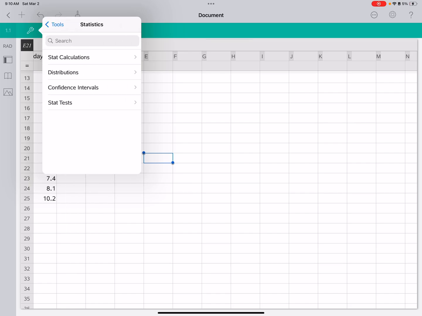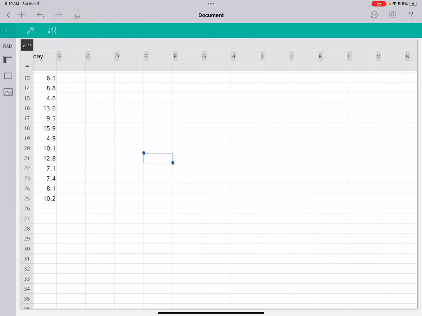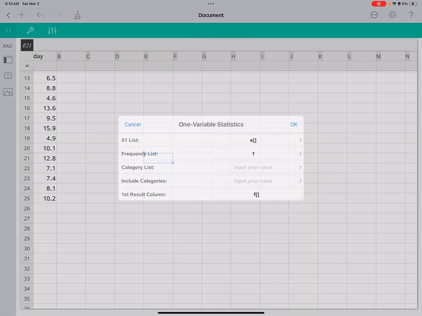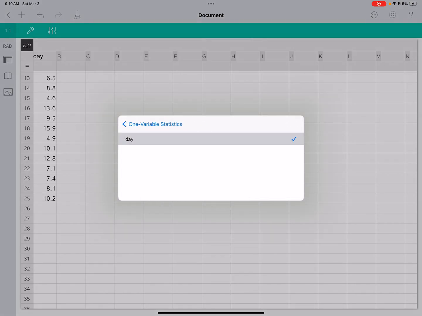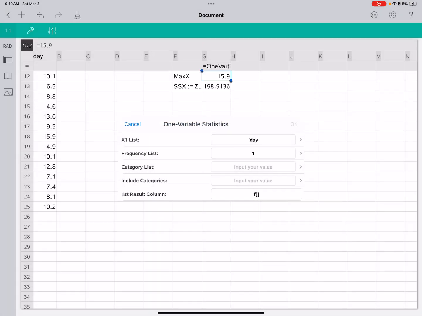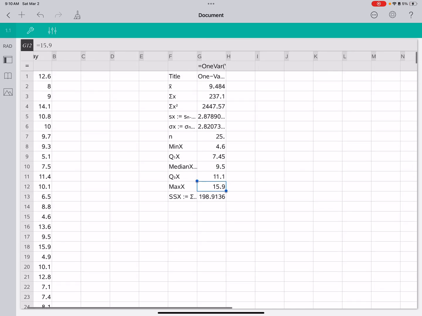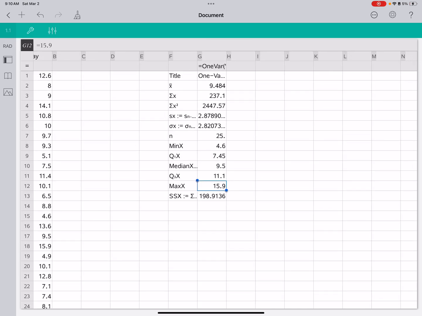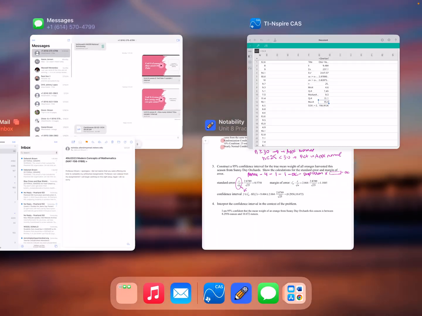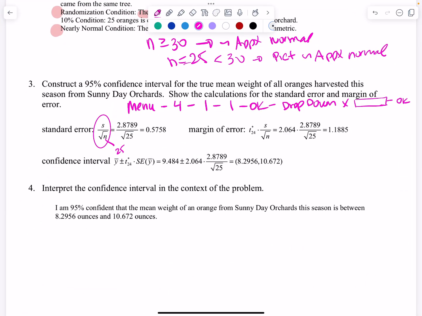So 4 is statistics, 1 is stat calc, 1 is one variable, and then we're gonna hit okay because I have one list. And then here's my drop-down menu I called day, and I'm gonna hit okay. And we're gonna go up here and you're gonna see there's all your data you're looking for. So X bar is your mean, S is your standard deviation, and your S is 2.8789. So here we go. So now you can see where all these are coming from.